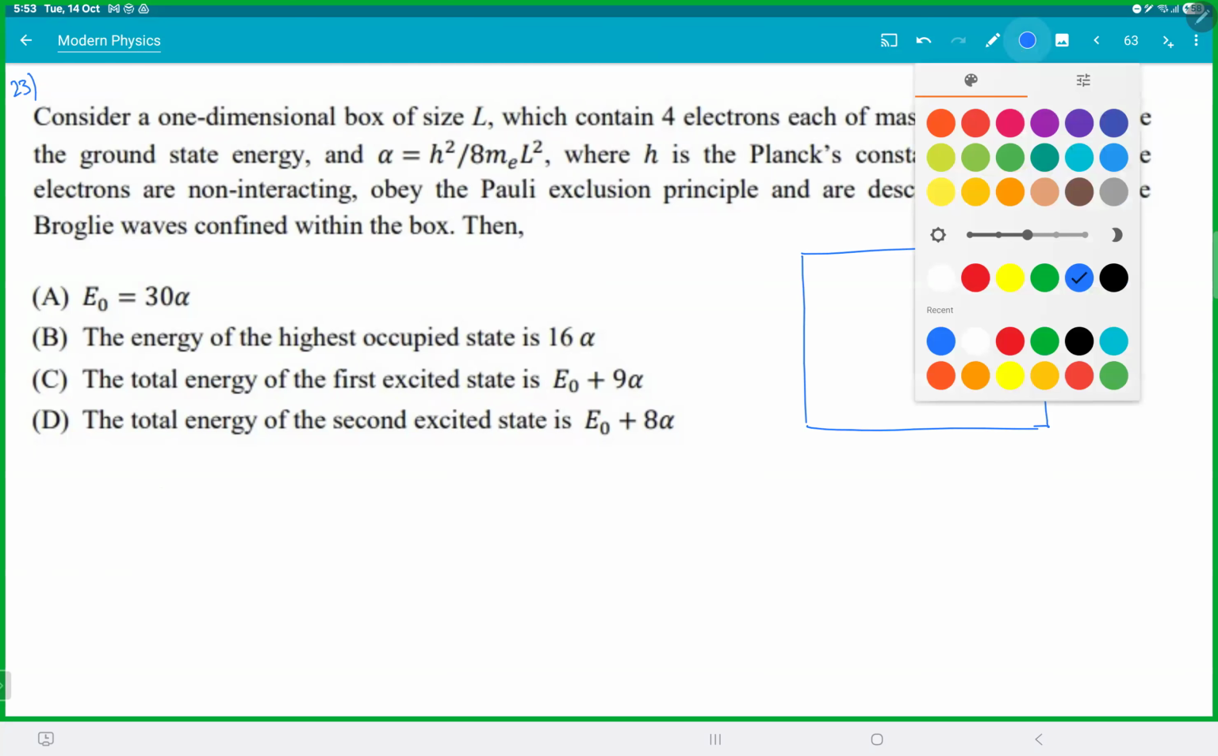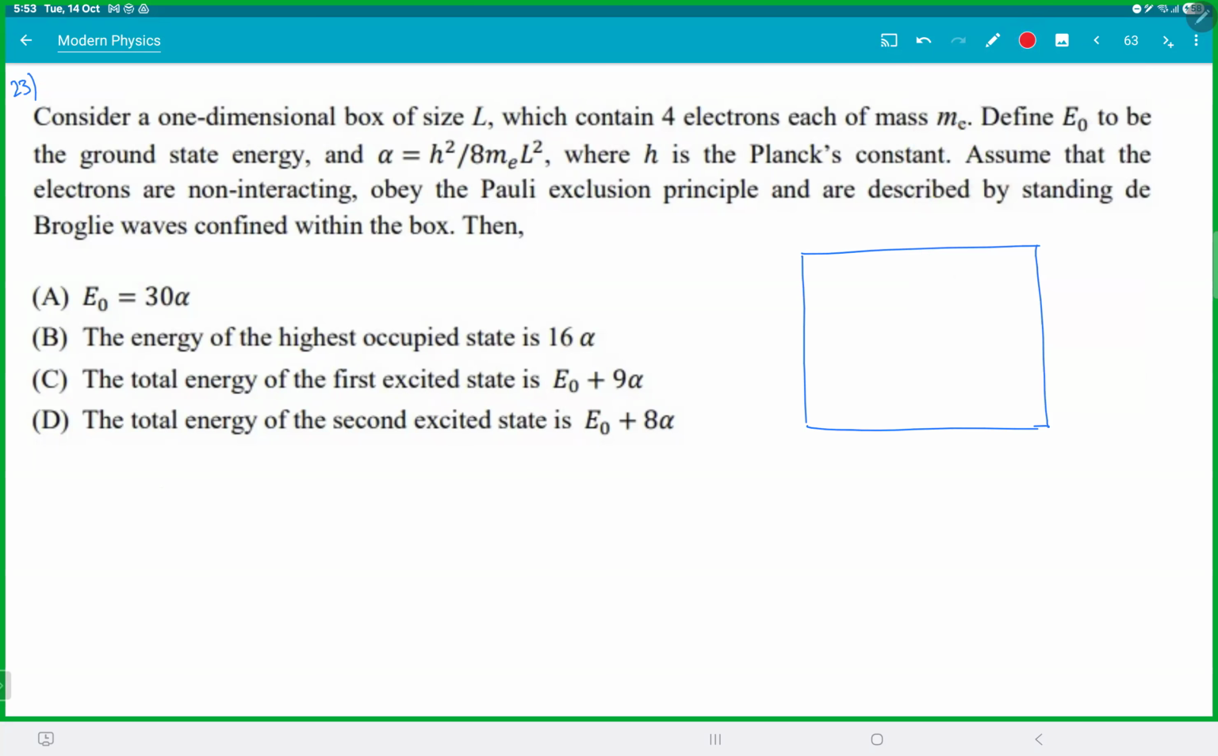Because I remember that we talked about something called standing waves in Bohr's theory. So this is how you get ideas in the exam. This is how you should think, like, what word is hitting you? Are described by standing de Broglie waves confined within the box. So that means these electrons have a de Broglie wavelength and are confined in the box and these are standing waves.